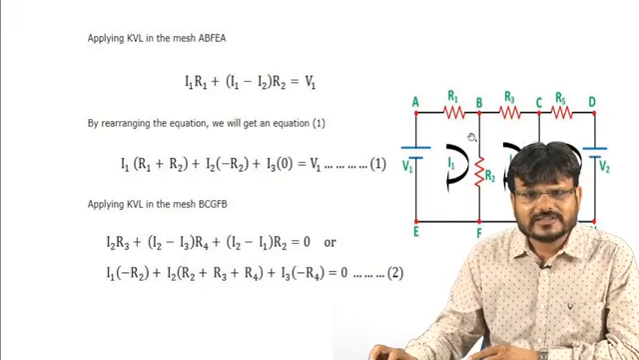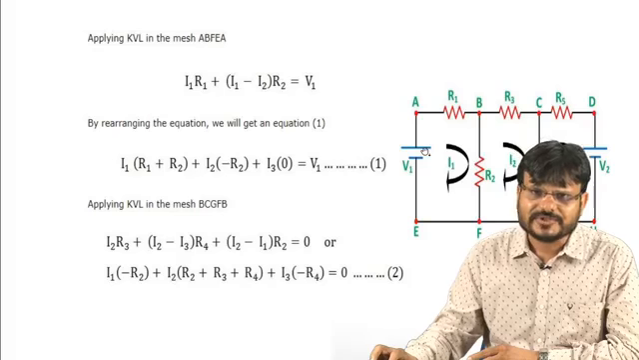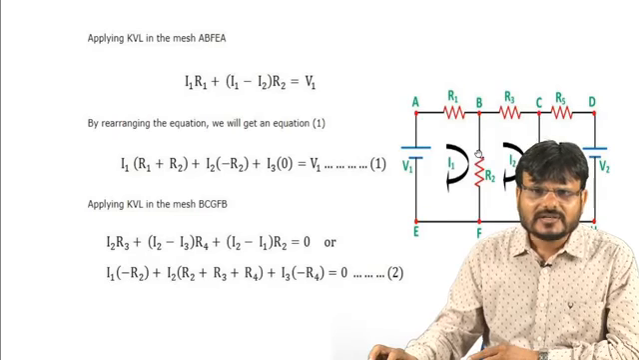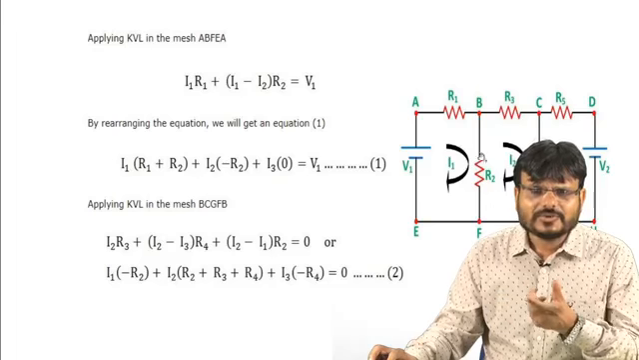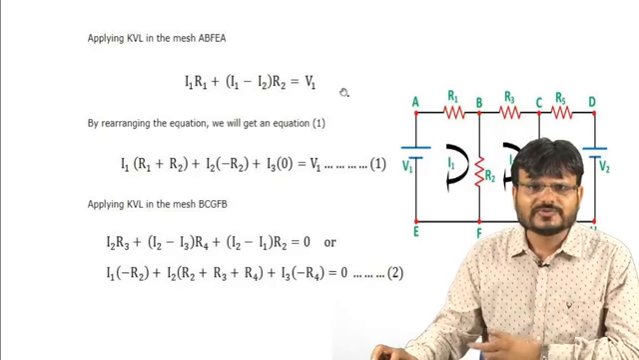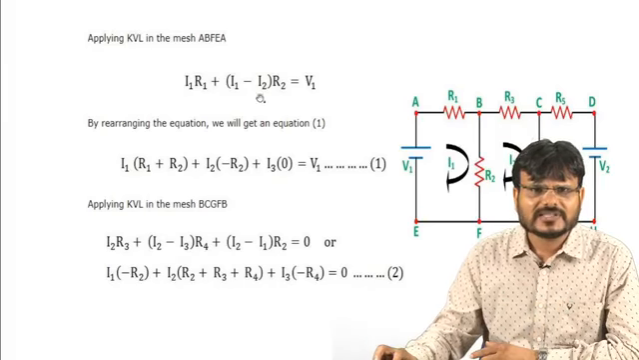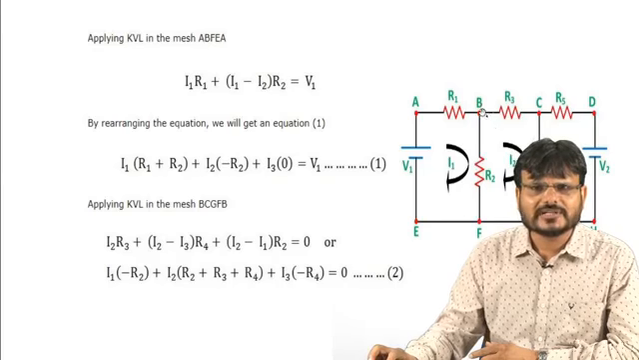So if you apply KVL in this loop, it is plus V1 minus I1 R1 minus (I1 minus I2) into R2 is equal to 0. So V1 is equal to I1 R1 plus (I1 minus I2) into R2. Now you apply the KVL in B, C, G, F, B.